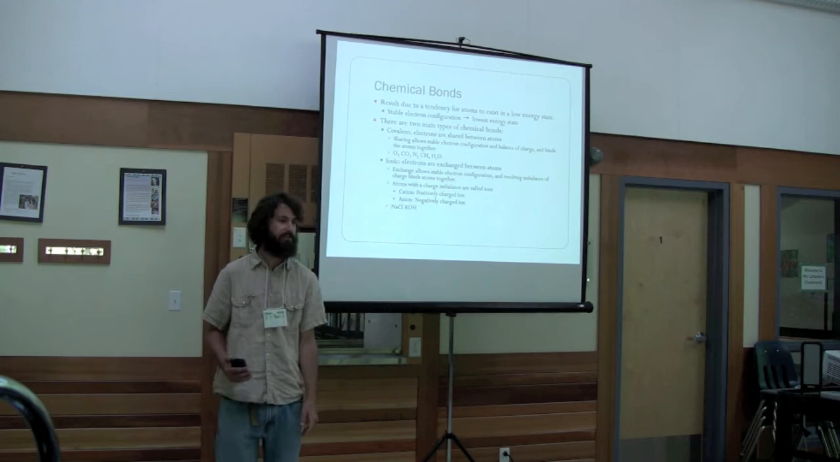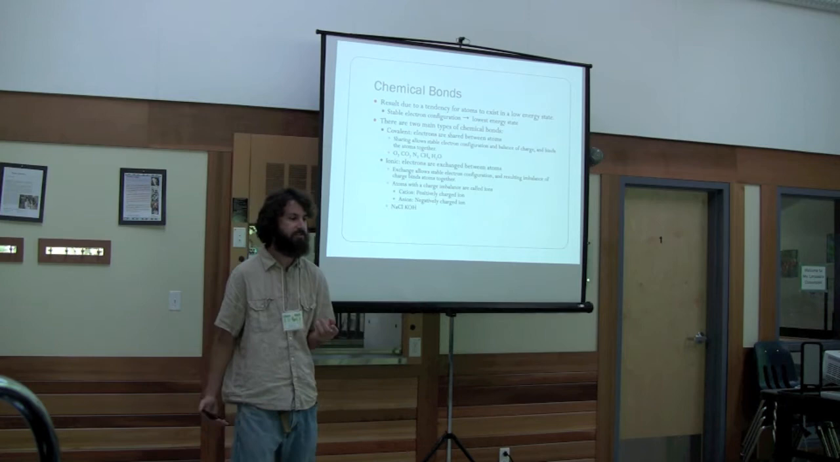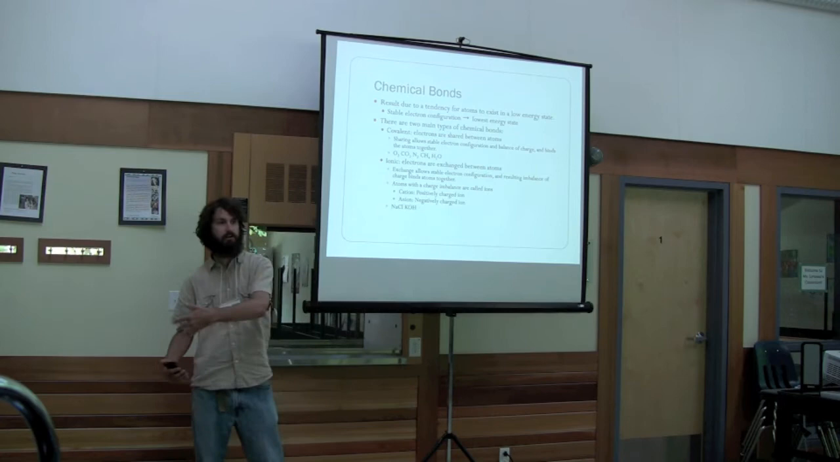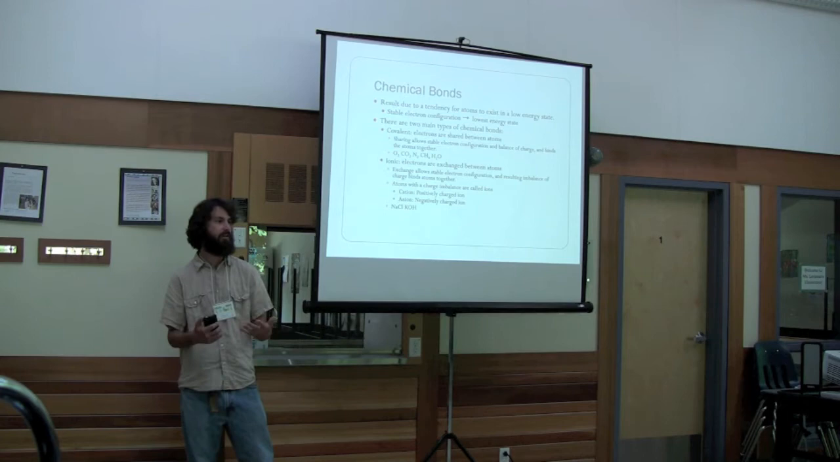There are two main types of bonds. Covalent bonds are where electrons are shared between atoms. If an atom needs one or more electrons to be in a stable configuration, and it can share a pair of electrons with another atom, then they're both happy, they form a bond, and they can form a molecule.